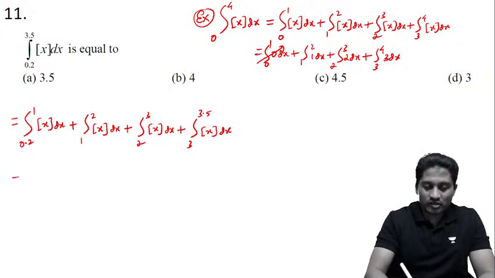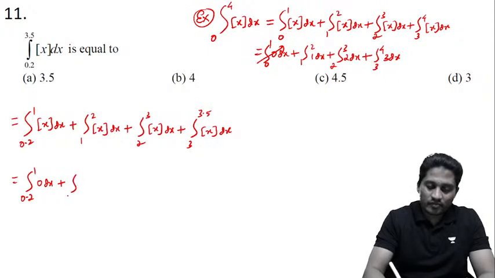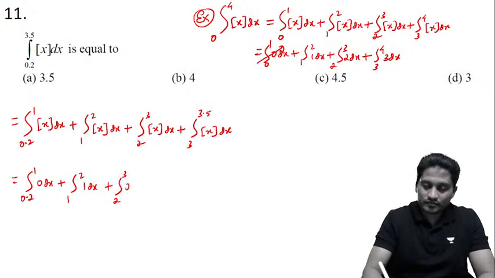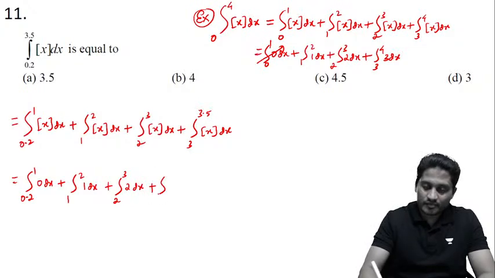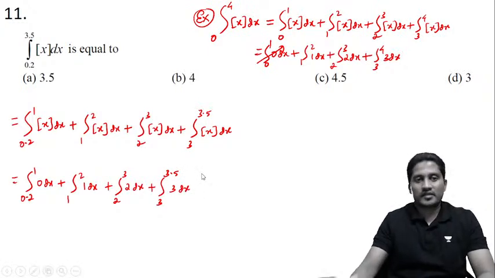Now between 0.2 and 1, box x will be 0. Between 1 and 2, box x will be 1. Between 2 and 3, box x will be equal to 2. And between 3 and 3.5, box x will be equal to 3 dx. Now let us integrate.